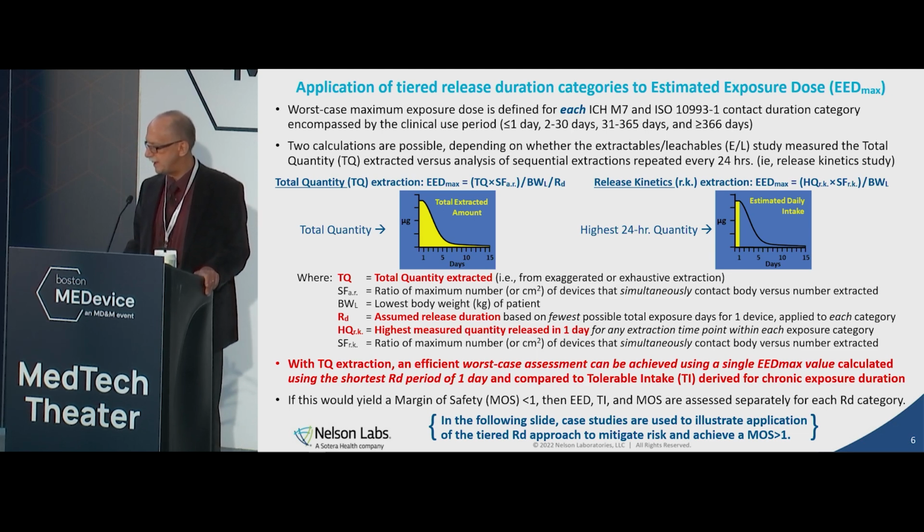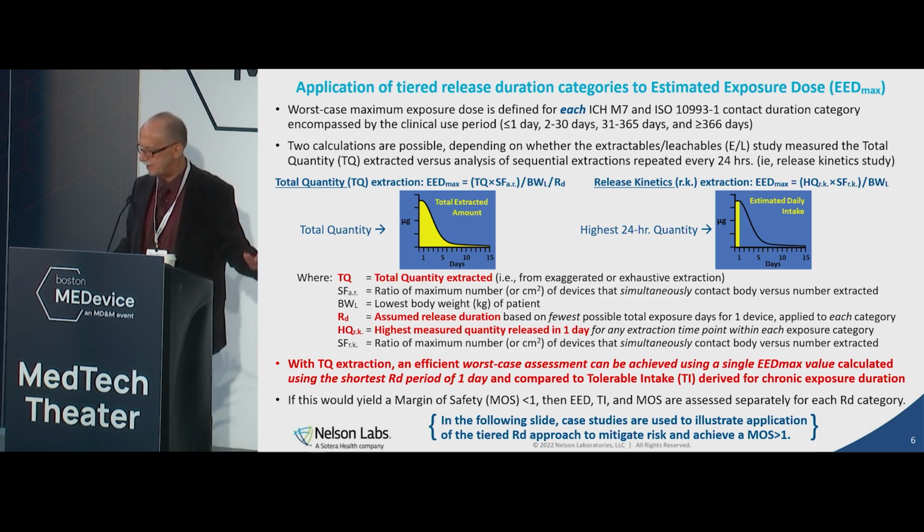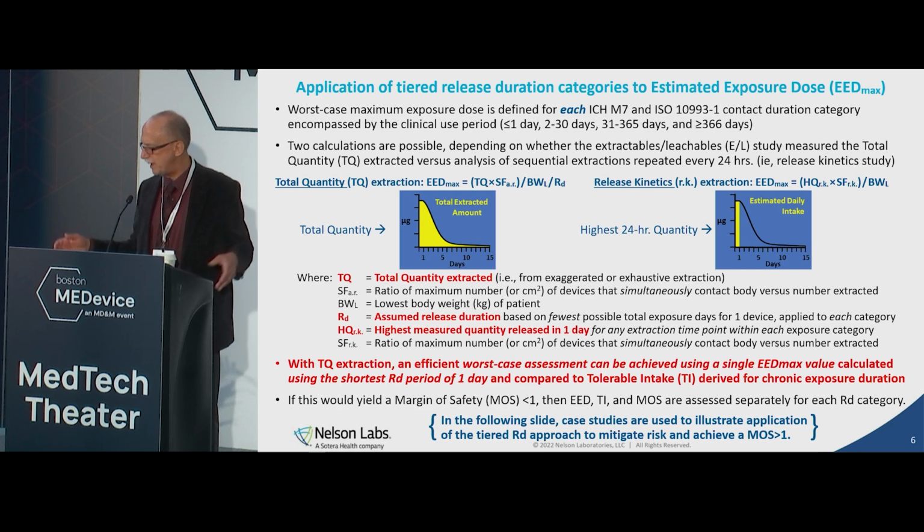Under a release kinetics extraction, you're going to use 24-hour extractions sequentially from your device and get an analysis of each point, and you take the maximum or the highest 24-hour quantity, figure of merit, to assess the risk as a daily exposure, and emphasizing that the unit of a tox comparison is a daily exposure. And you can see that the one on the left is a great over-exaggeration, and on the right, it's more realistic.